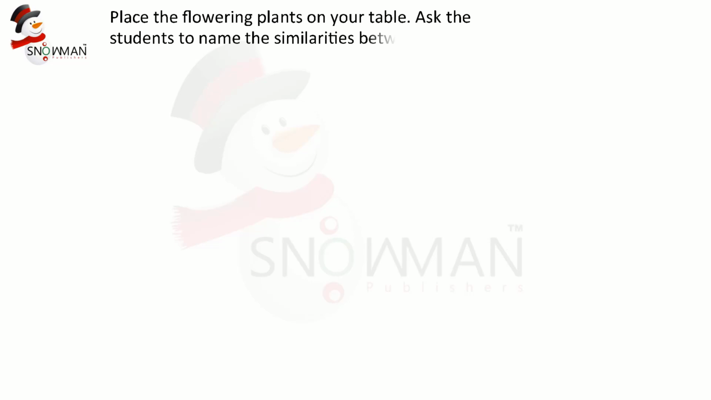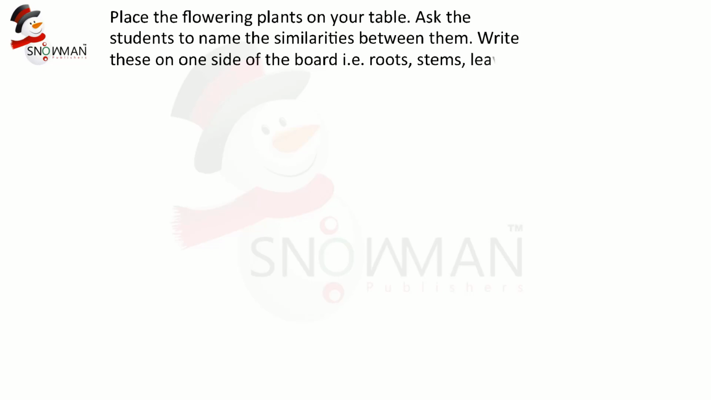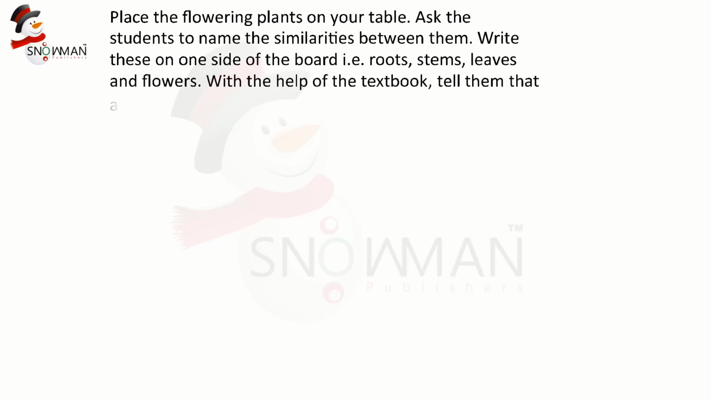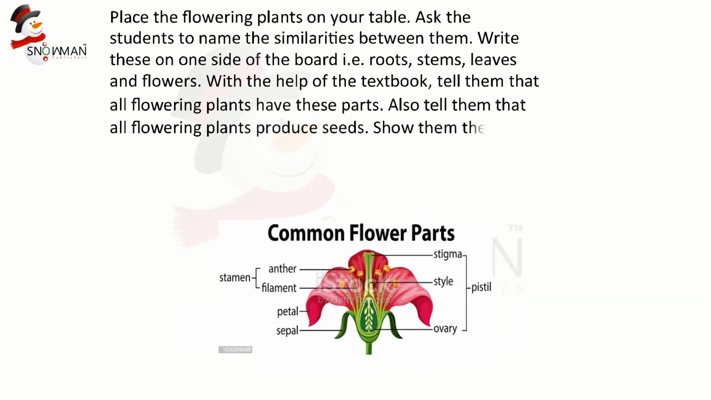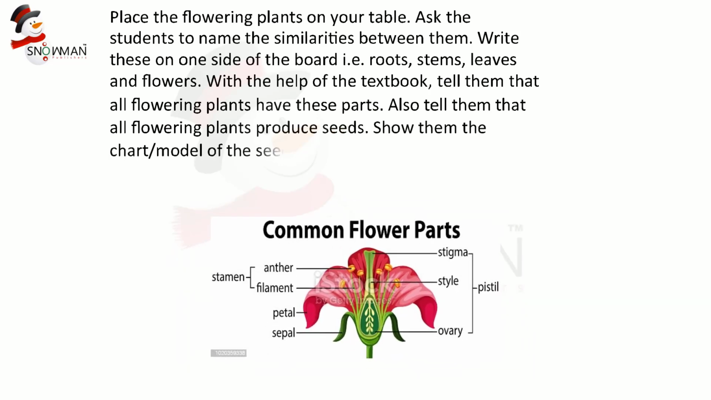Place the flowering plants on your table. Ask the students to name the similarities between them. Write these on one side of the board, that is, roots, stems, leaves, and flowers. With the help of the textbook, tell them that all flowering plants have these parts. Also tell them that all flowering plants produce seeds. Show them the chart or model of the seed and explain to them its parts.